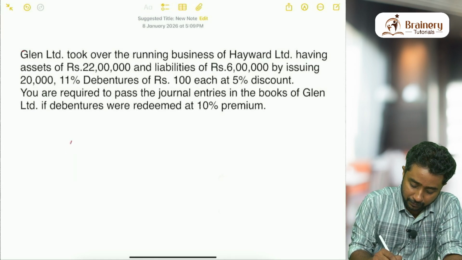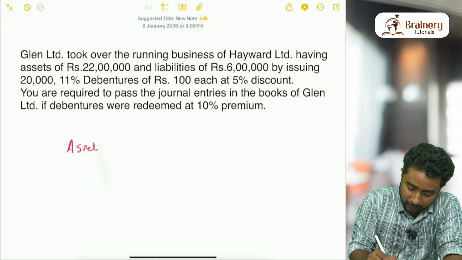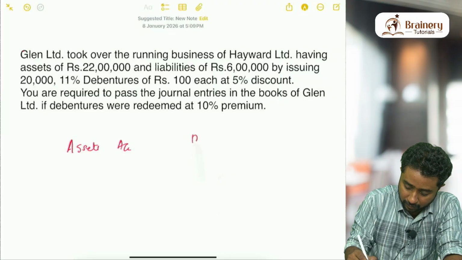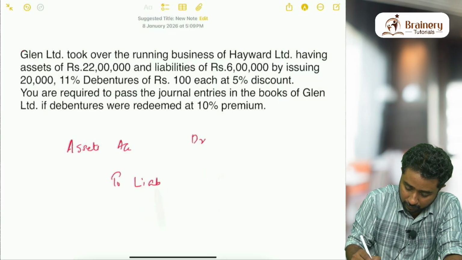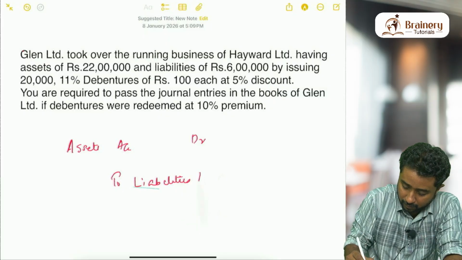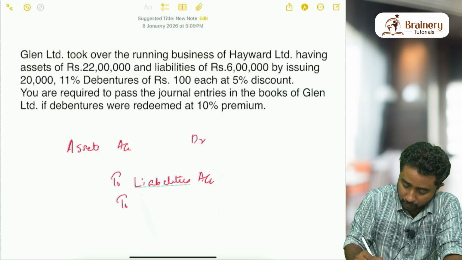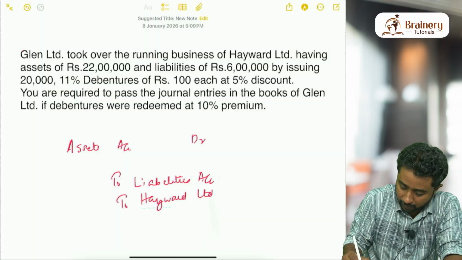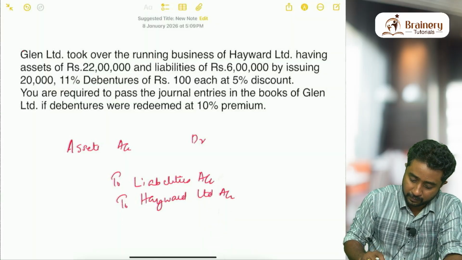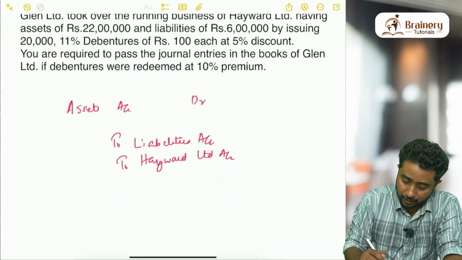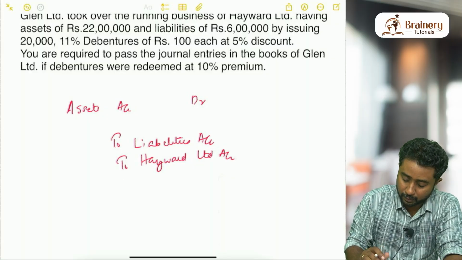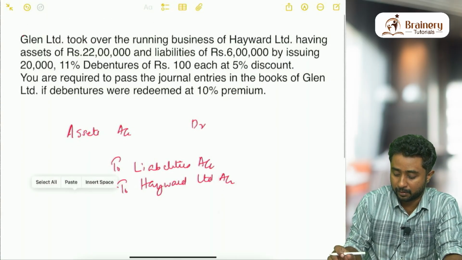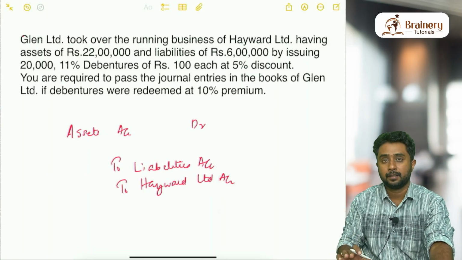So the first entry will be assets account debit, to liabilities account, to our vendor's name, Hayward Limited account. Again coming to the next part, that means assets account debit, to liabilities account, to Hayward Limited account. This is the normal entry.